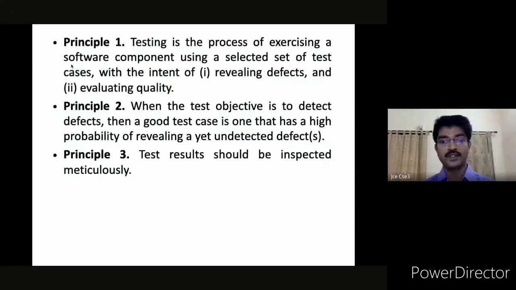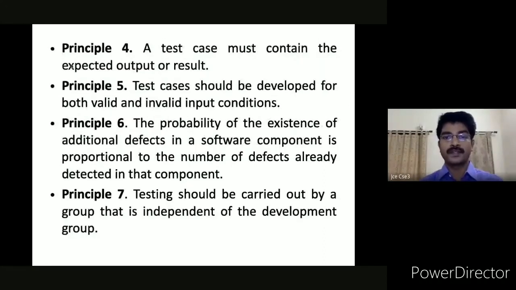Principle 3 says test results should be inspected meticulously. Once the test is executed, you have to meticulously inspect the result. Principle 4 says a test case must contain the expected output or result. If the expected output or result is missing, then it is an incomplete test case. A test case must be complete, consisting of the expected outcome, output or result.